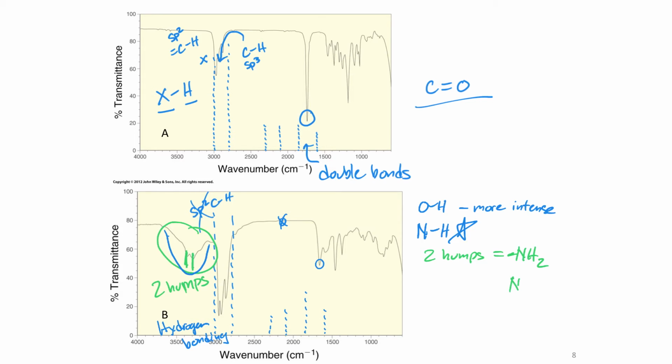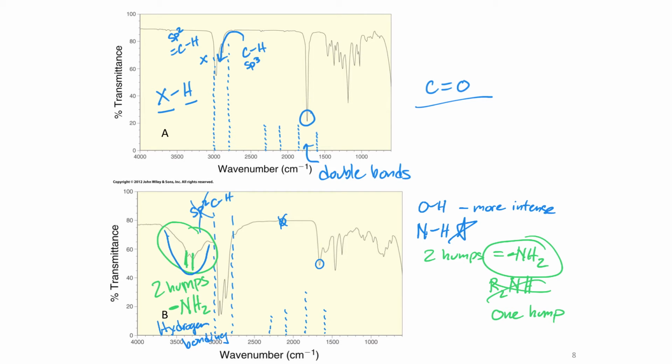If we had NH with two R groups instead of one R group, like I told you we had before, we'd expect only one hump because there's only one NH bond. So we don't have that. We have an NH2 group. So I'm going to just put that somewhere here.